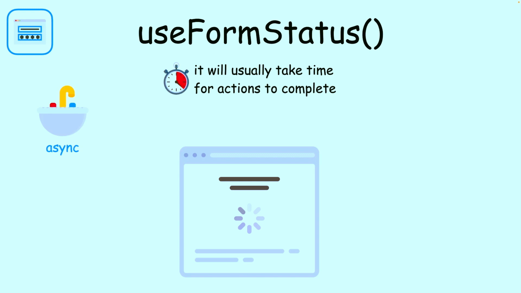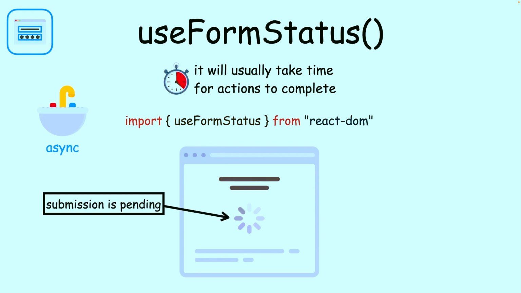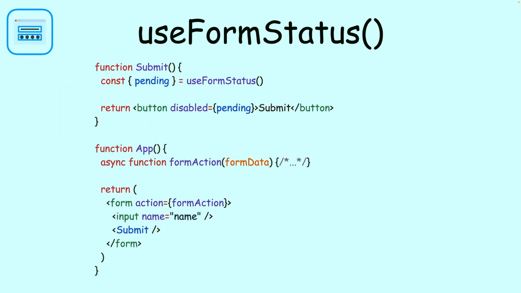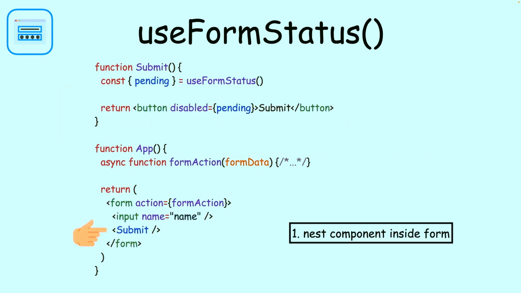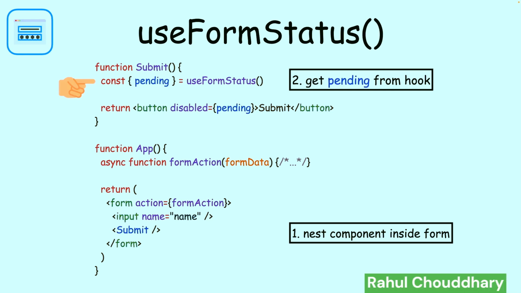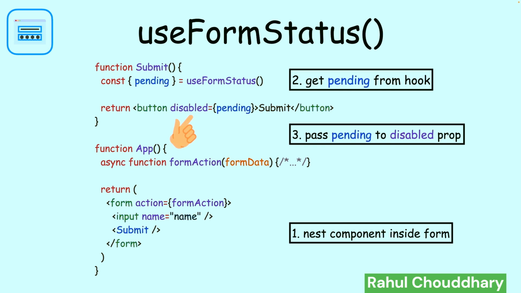To prevent the form from being submitted again before it finishes, you can use the useFormStatus hook from React DOM. It'll give you information about when the submission is pending, and this is helpful for doing things like disabling the submit button during a form submission. Here's how it works. You'll first create a nested component inside your form. Inside that component, you'll call useFormStatus to get the pending property, and finally pass the pending property to the disabled prop.